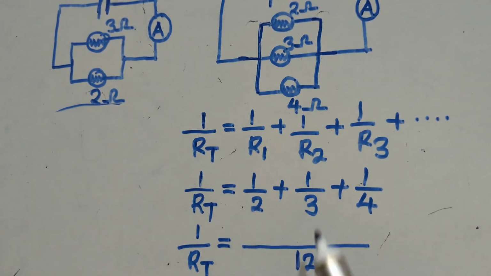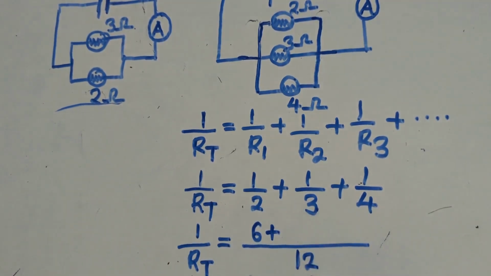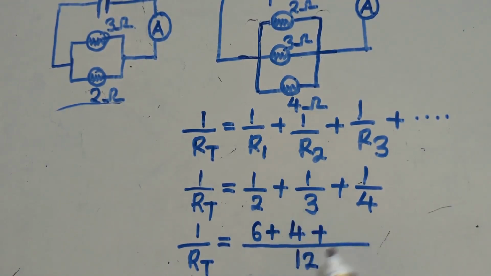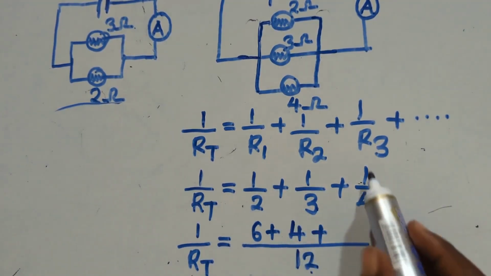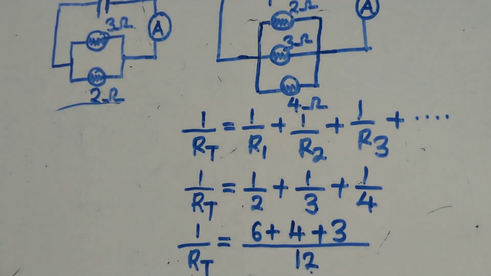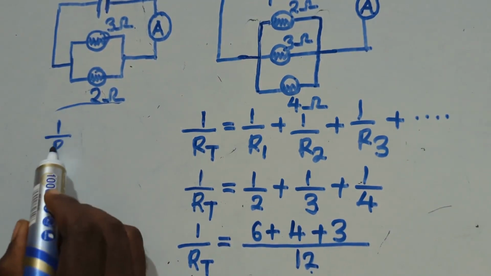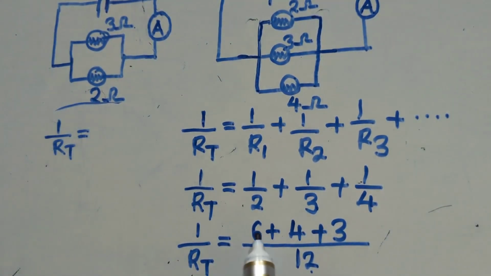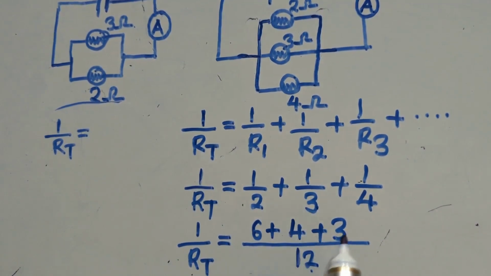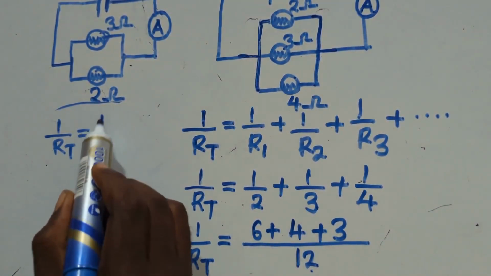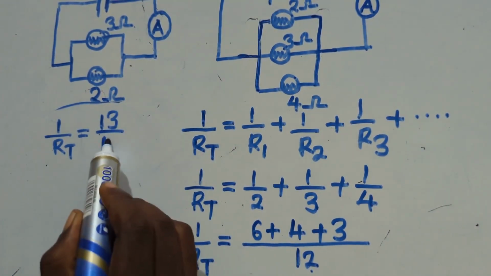So 2 can go into 12, 3 can go into 12, 4 can go into 12. 2 into 12 is 6, 6 times 1 is 6. Plus 3 into 12 is 4, 4 times 1 is 4. Plus 4 into 12 is 3, 3 times 1 is 3. So 1 over total resistance is equal to, what is 6 plus 4? 10. Plus 3, 13. So 13 over 12.